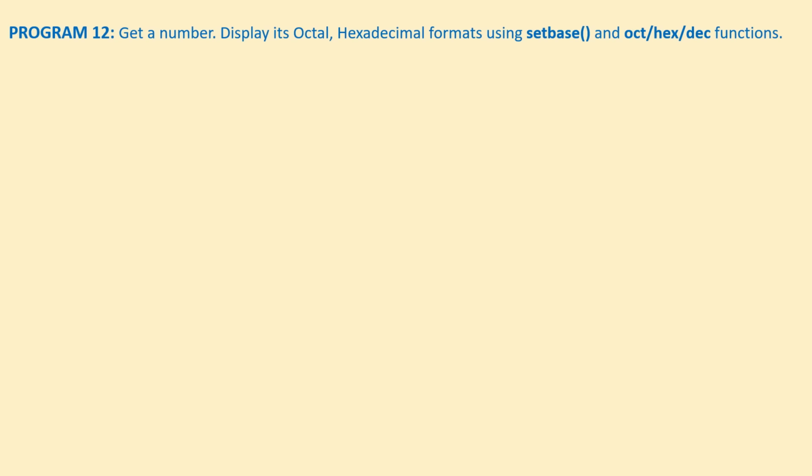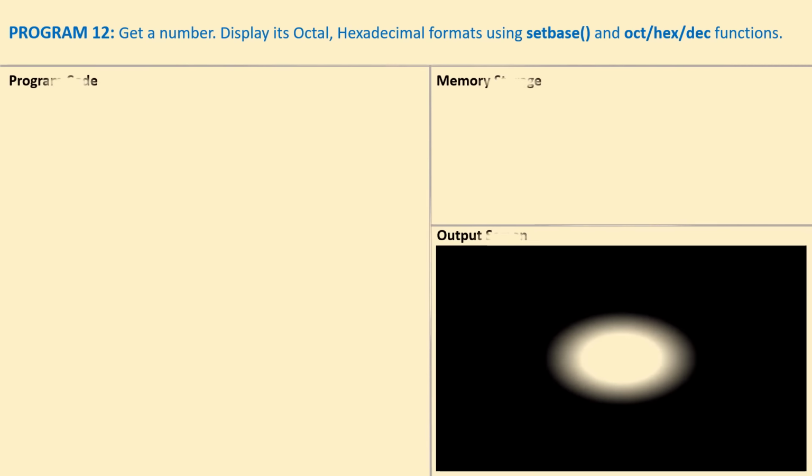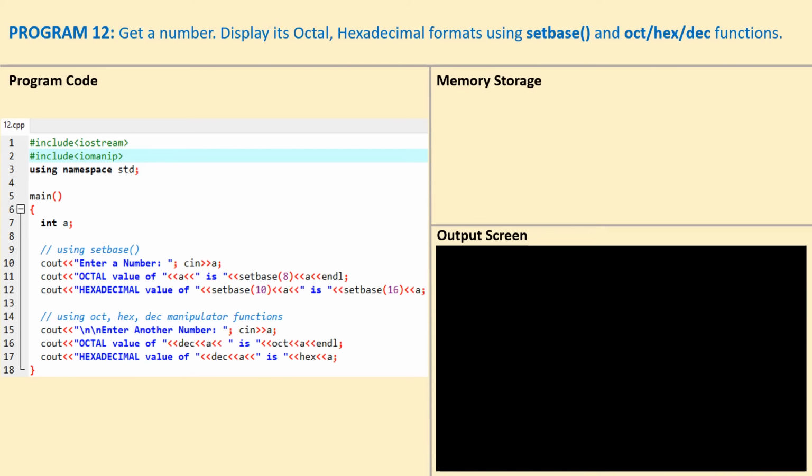We will write a program to implement these manipulators. Program 12. Get a number. Display its octal and hexadecimal formats using the setbase function, and also using the oct, hex, dec functions. So here we go. We write the program code. I then save it as 12.cpp.